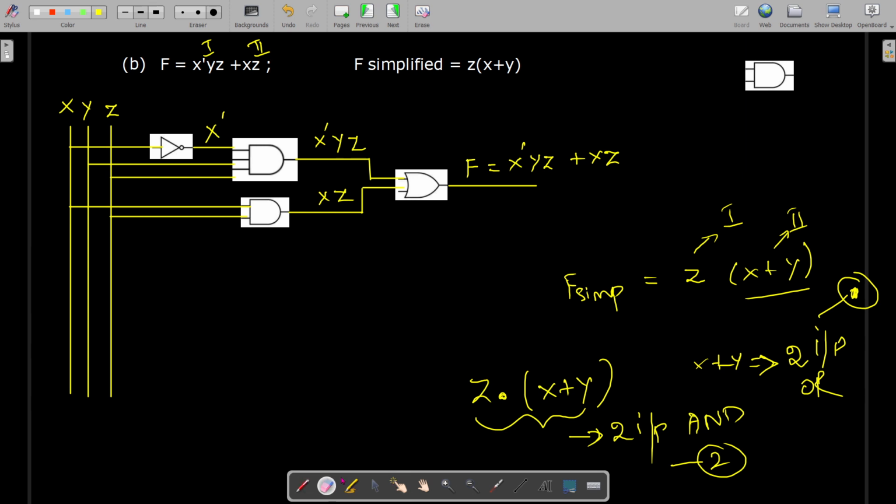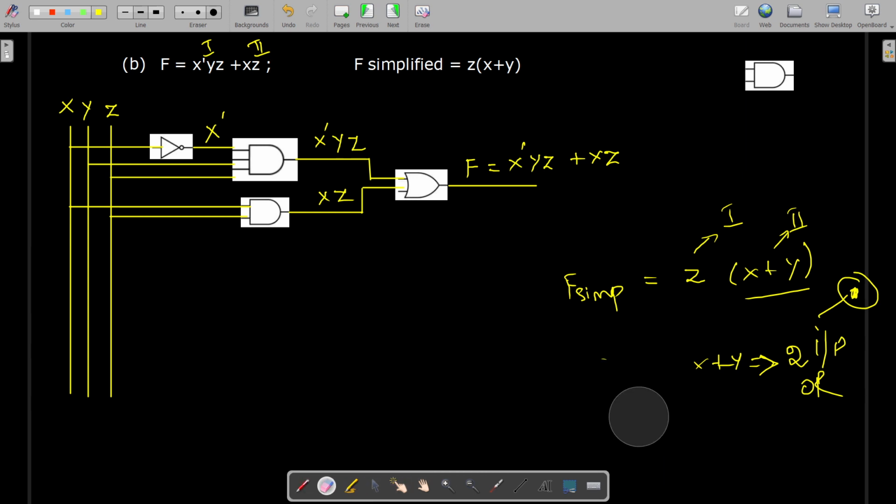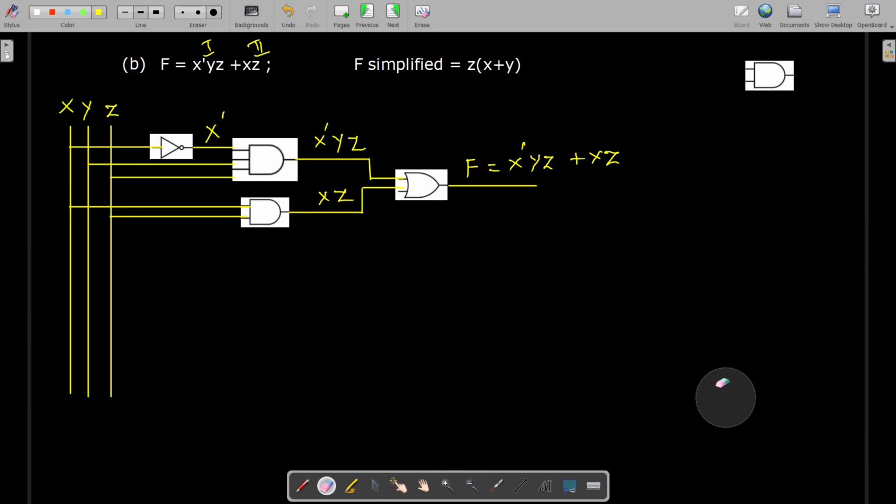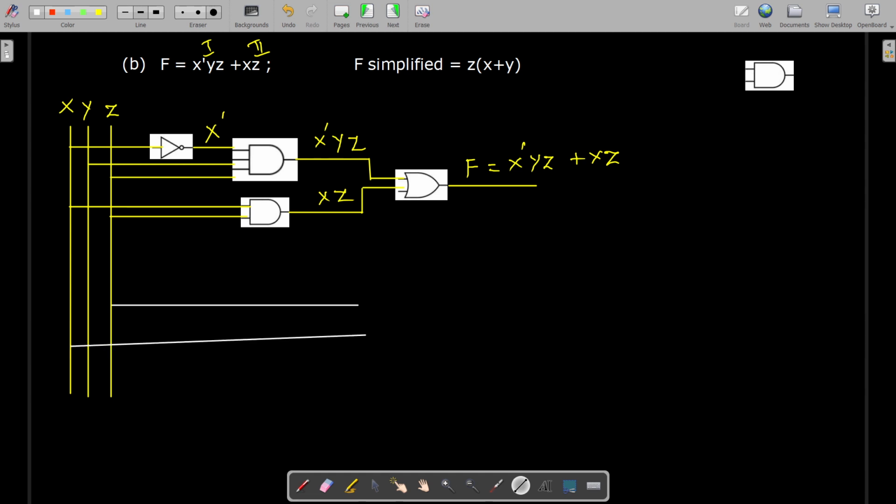Okay, now we will proceed to draw. So first we will take the line from this z, then we take the line out of this x, then we take the connection from this y.